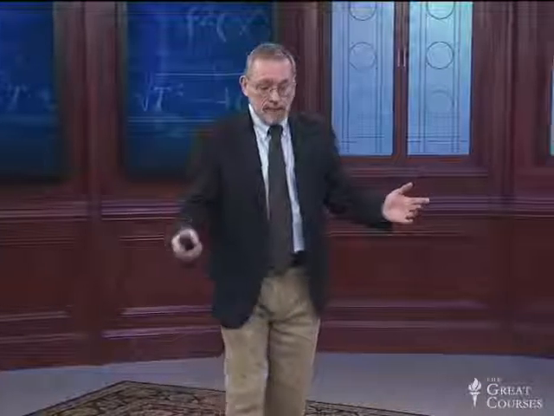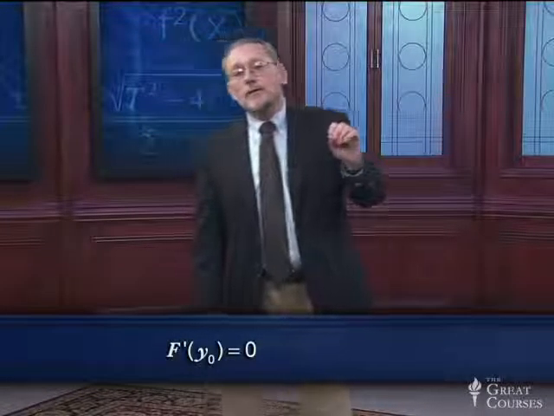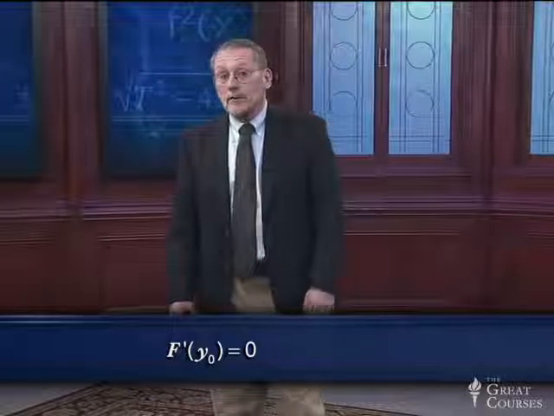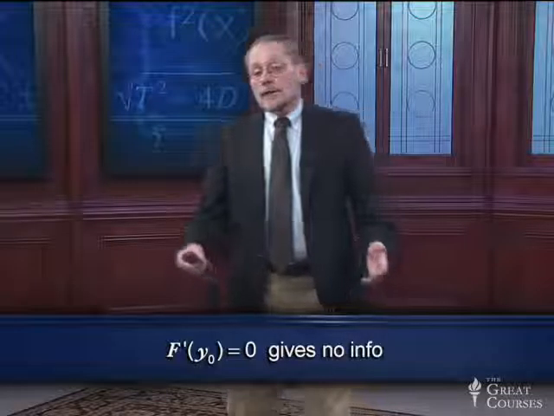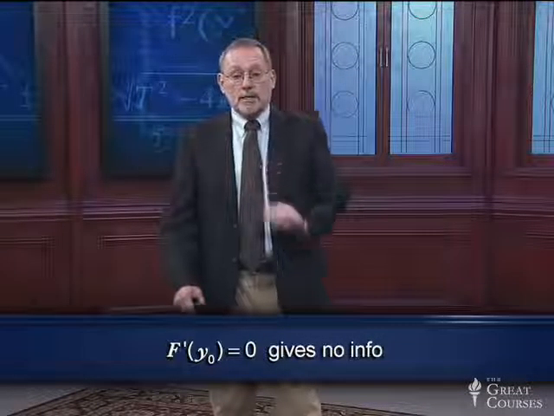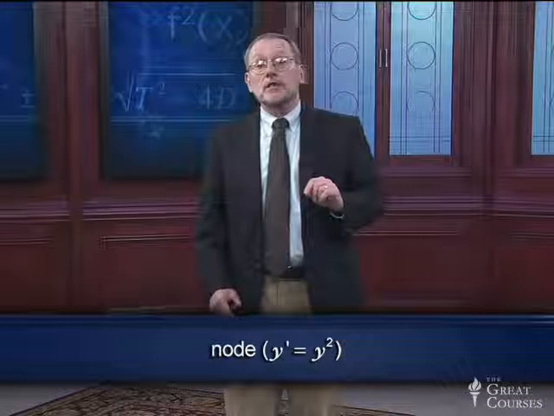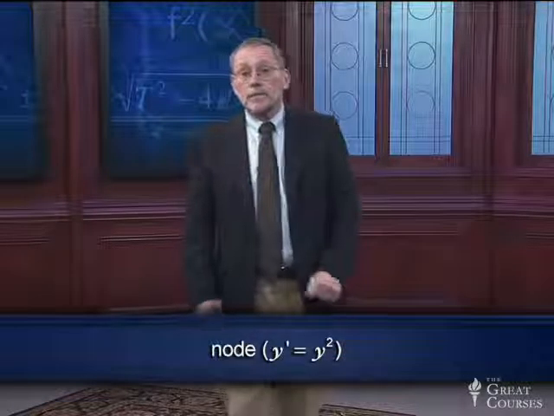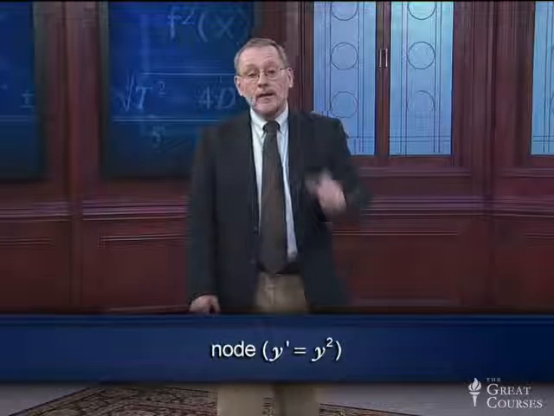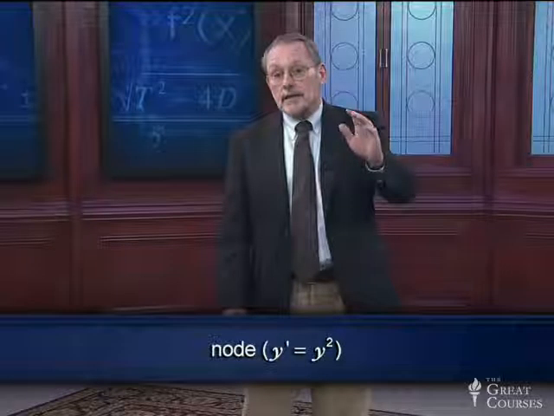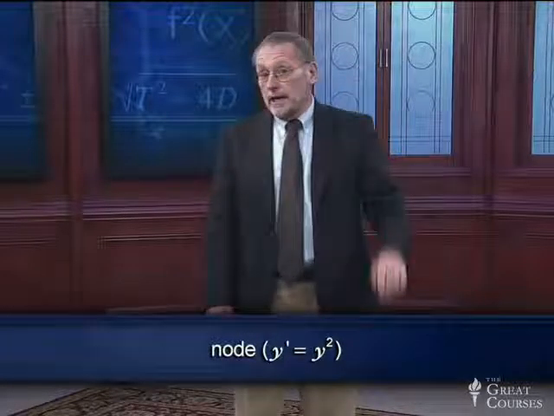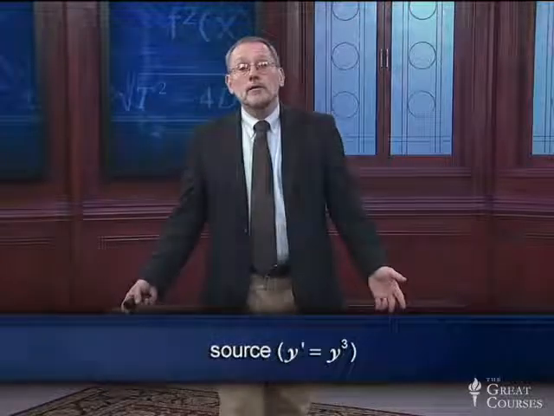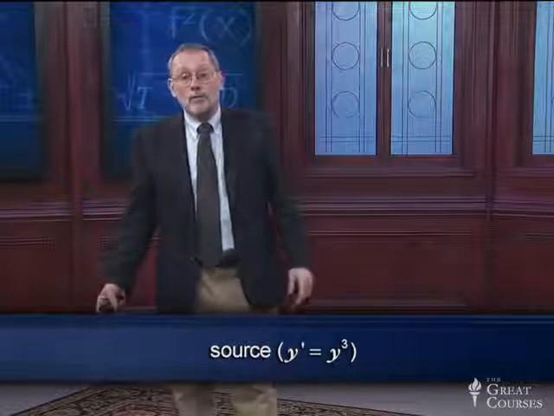Now, the final case, the intermediate case, is where the derivative at y0 happens to be 0. In that case, we get no information. For example, we could have a node. Remember the equation we just looked at. Y prime is y squared. We have an equilibrium point at 0, but the derivative of y squared is 2y, so that's 0 at 0, and we get a node. On the other hand, look at y prime is y cubed.